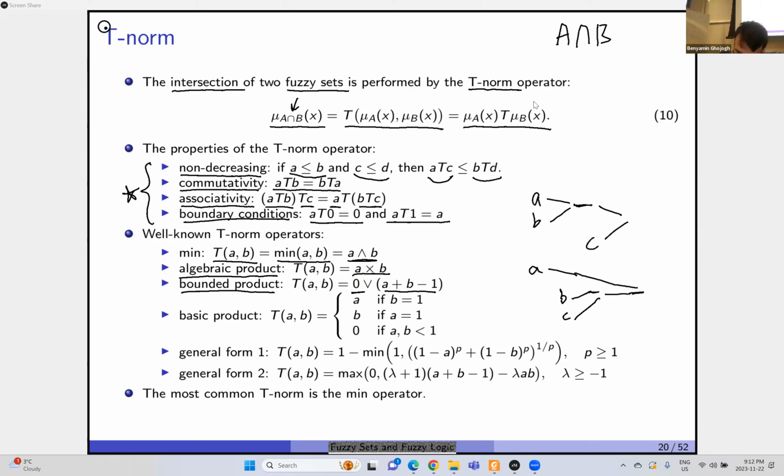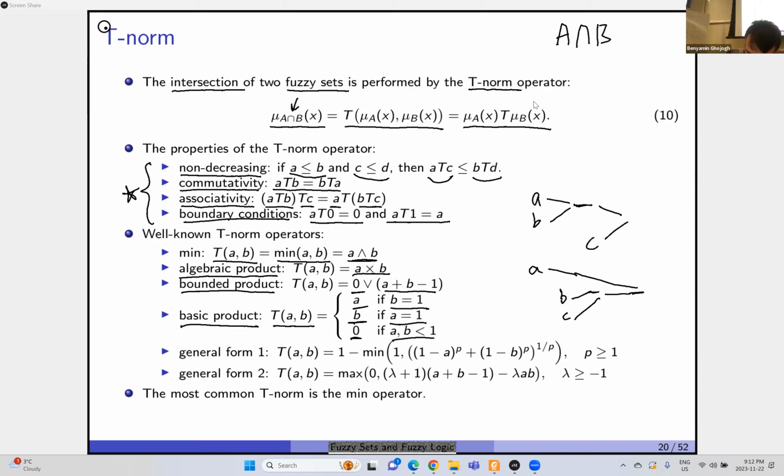This is S norm. So another one is basic product. T of A and B, you can see it again, the intuition of lower bound. If B is 1, completely true, the T norm becomes the other one, A. If A is 1, complete true, the T norm becomes B, because B can be between 0 and 1. If both are less than 1, then you let it be 0. Let T norm be 0. You can check each of these properties and they should satisfy all of them.